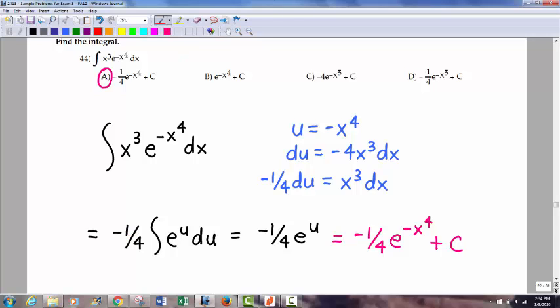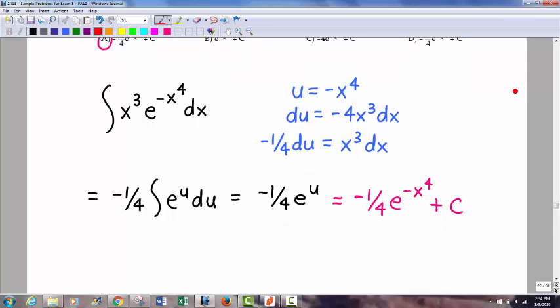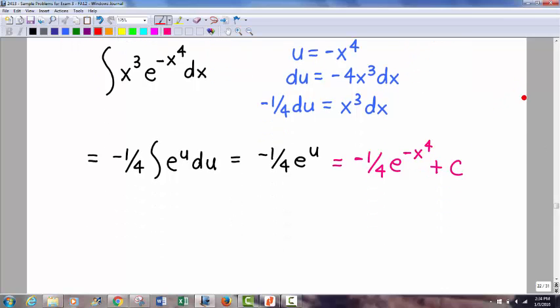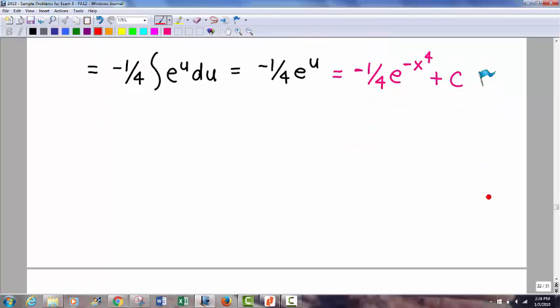So we have negative 1/4 integral of e to the u du, which, as I said before, the integral of e to the u du is just e to the u. So it's negative 1/4 e to the u, which then makes it negative 1/4 e to the negative x to the fourth plus C. I'll give it a stamp of approval here. There we go. So anytime the e's are in that form, not too difficult.